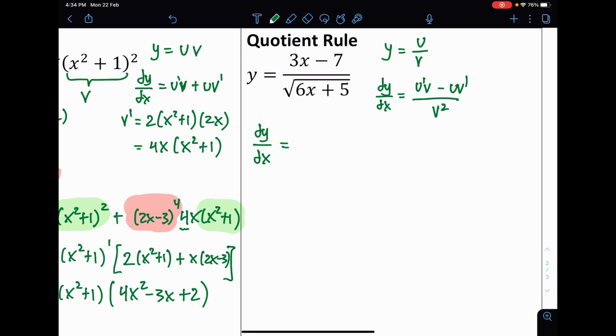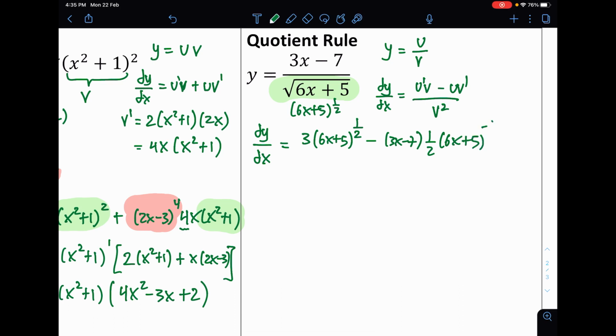So first is u prime. I get 3 multiplied by v, the square root. Actually, I like to put it down as a bracket power of half. I think that is actually better for the long run. Minus u, (3x - 7), multiplied by v prime. So this square root here is technically (6x + 5)^(1/2). If I have to differentiate this, the half will come out: (6x + 5)^(-1/2) multiplied by 6. Chain rule. Whole thing divided by v squared.